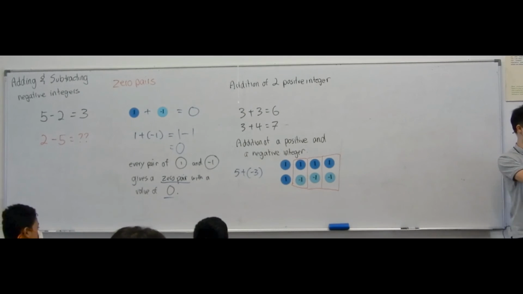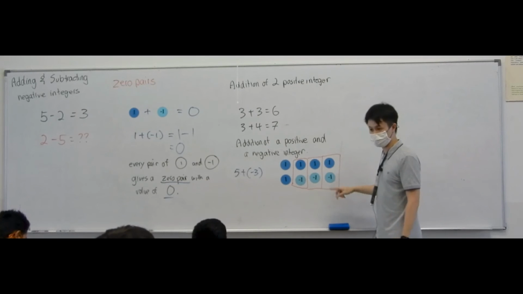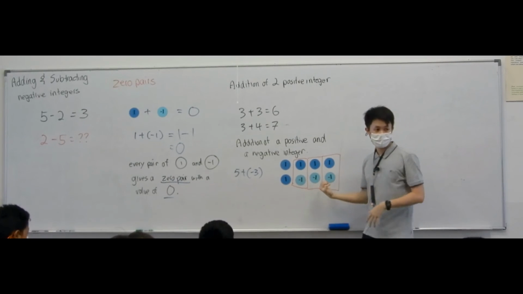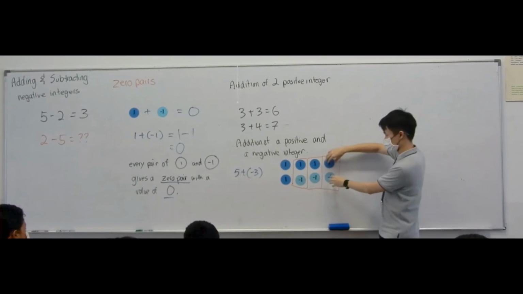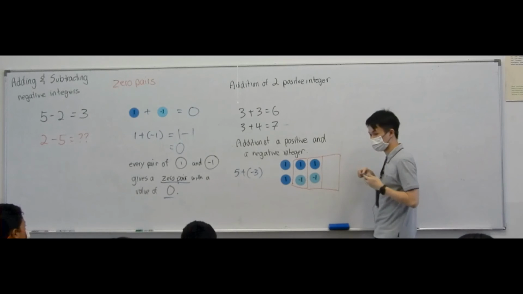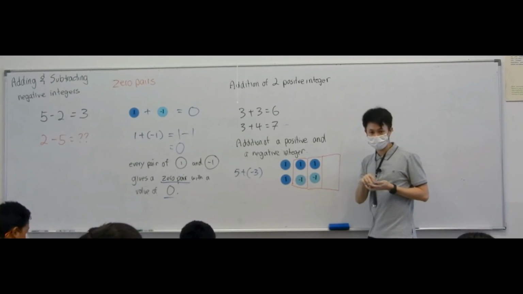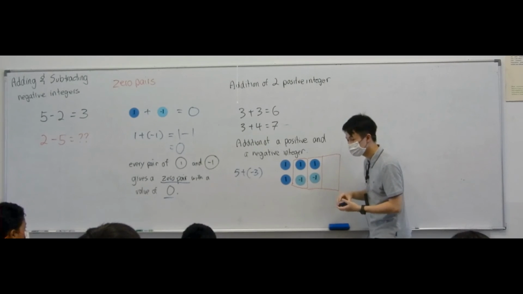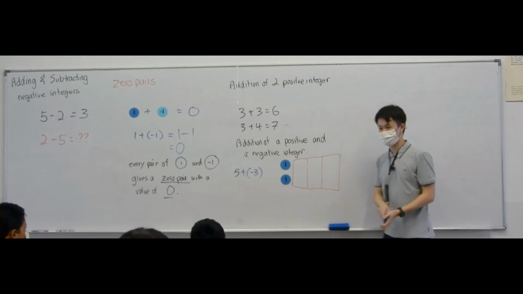I have 3 sets of 0 pairs here, right? And if they are zeros, means they have a value of 0, correct? 0 pairs means 0, right? Yes. So if they are 0, I will remove them. Or I say cancel them out. Yes. My 5 minus? Very good. So, finally, your answer is just this.